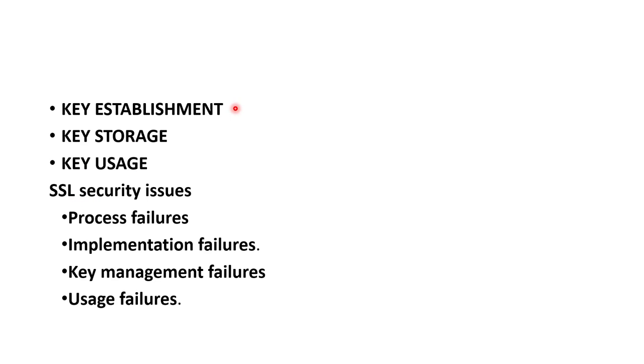These are the things in SSL. The SSL protocol is used for communication, to establish a secure channel, so these procedures have to be followed. Even after following them, you may face issues. What are those issues? Let's see. SSL security issues: process failures, implementation failures, key management failures, and usage failures. These are the four different security issues that come under SSL.